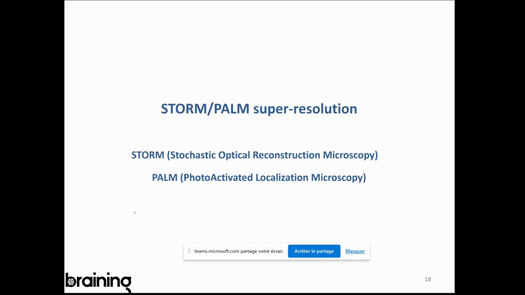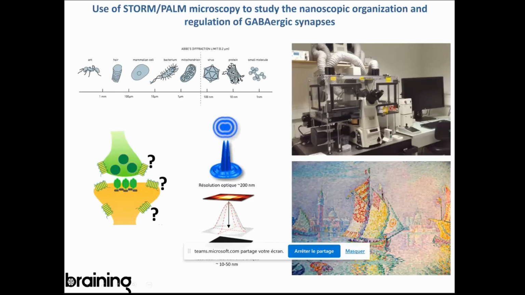Later on I will show you examples of single particle tracking with quantum dots and what we can do together with STORM PALM super resolution. So now I'm going to talk about STORM PALM super resolution. STORM stands for stochastic optical reconstruction microscopy and PALM for photoactivated localization microscopy. Actually this is the same technique. It's single molecule localization microscopy. We have to do a Gaussian fit on single molecules, but on fixed cells, and this is very convenient.